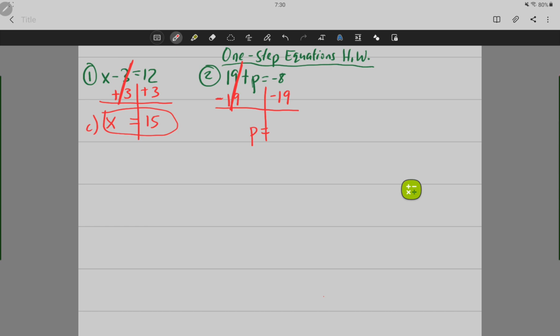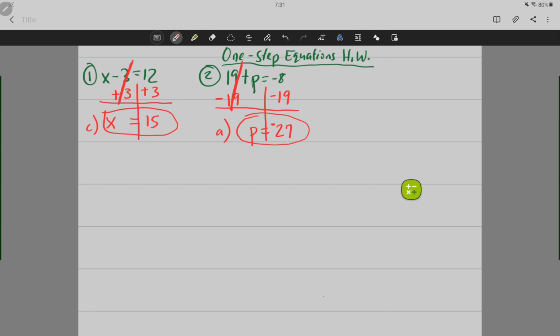Okay? So they have the same sign, so we want to actually add them. 8 plus 19 is 27, since they're both sharing the same signs. Keep the sign of the number with the greater absolute value, which is negative 19, which has a negative, so keep that. So p equals negative 27, which is choice A.